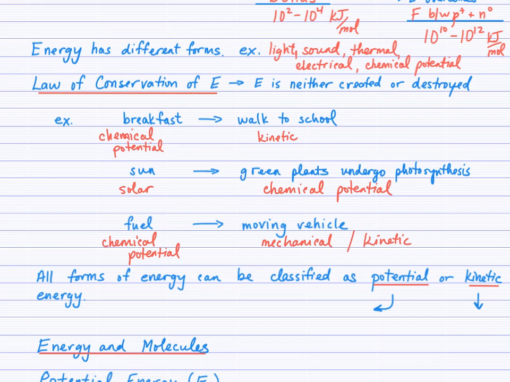Okay, so all forms of energy can be classified as either potential or kinetic. So when you think of potential energy, think of that being due to position or composition. And we'll look at that with respect to molecules in a minute. Whereas kinetic energy, this is due to motion.